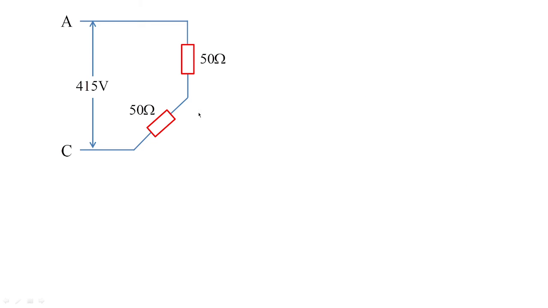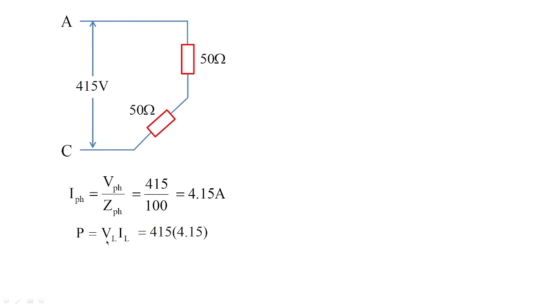So let us take the star network first. I have removed the line B, which is connected here, so one of the resistances is removed in the star network. The rest of the voltage is applied across AC. Now 50 ohms and 50 ohms are connected in series, so entirely 415 volts is applied across these 100 ohms in series. So I phase will be equivalent to 415 by 100, since 50 plus 50 becomes 100. So the current value here we got as 4.15 amperes.